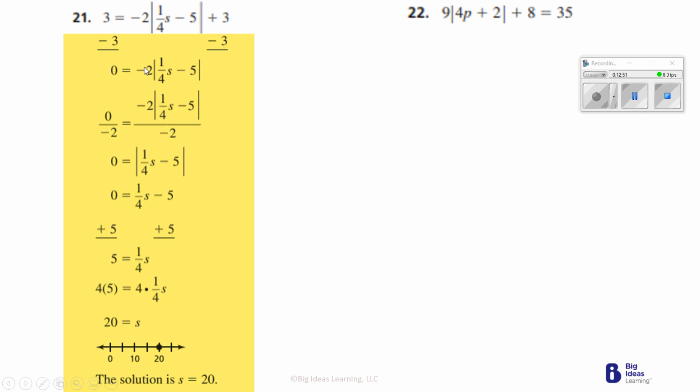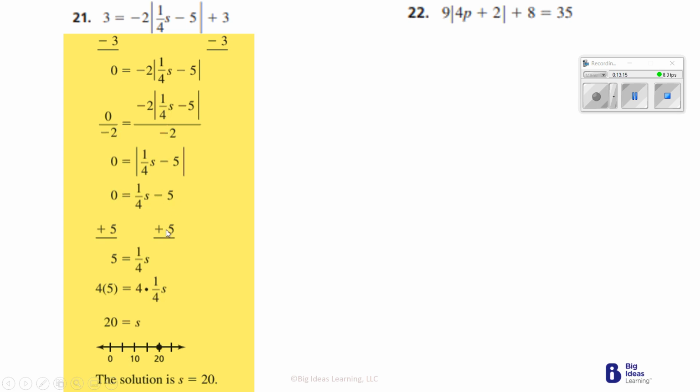Now remember, to get rid of that negative 2, we're going to divide by negative 2, which means we're going to take 0 and divide by negative 2. Well, 0 divided by anything is still 0. And now we have the absolute value of 1/4 s minus 5. So we have 0 equals 1/4 s minus 5.